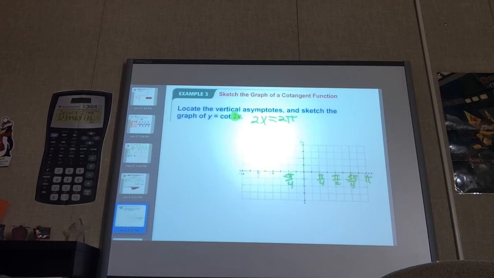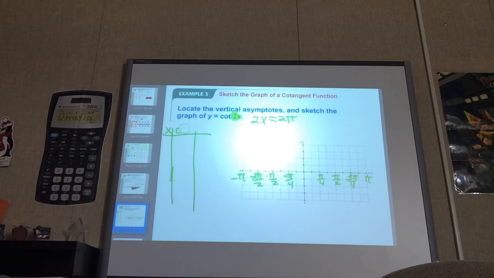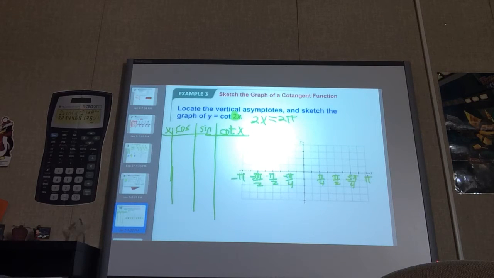And I'll go the opposite direction. So we're going to make a chart. It's going to need an x, and it's going to have a cosine of x. Well, it'd actually be the cosine of 2x. We'll just write cosine. Then we need a sine of 2x, and that will help us get our cotangent. Okay? So our x's are going to be 0, pi over 4, pi over 2, 3 pi over 4, and pi.